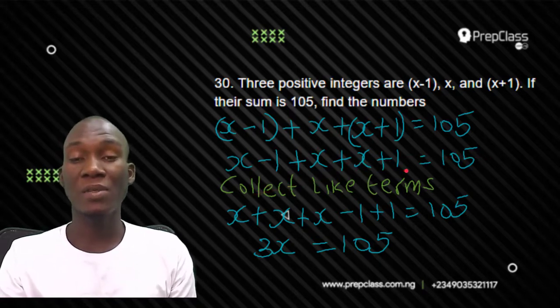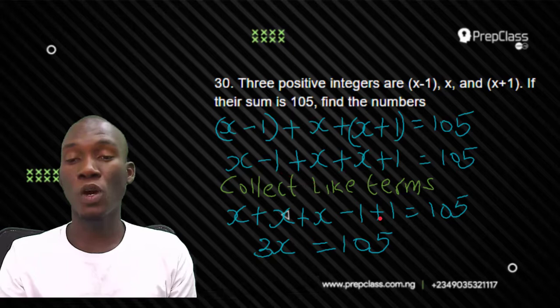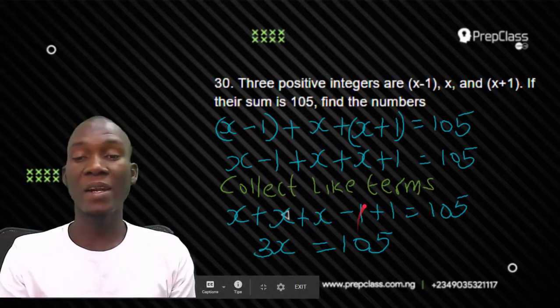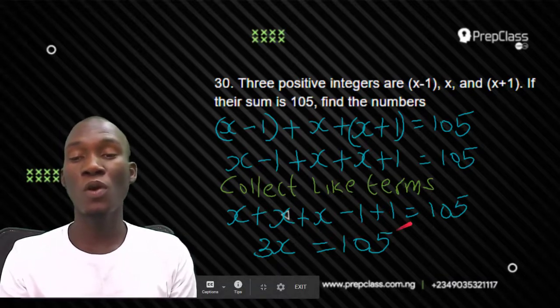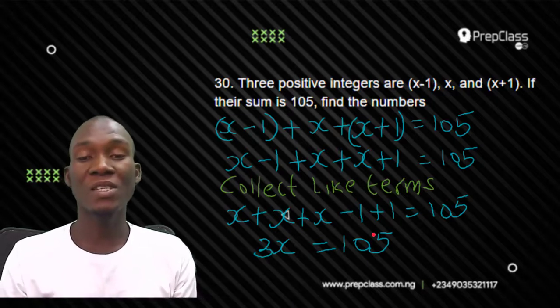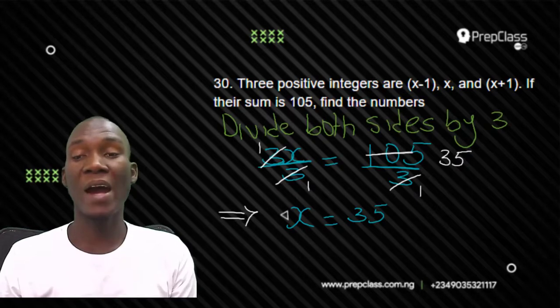Now, collect like terms. x is here, and x is here, and x is here. We bring them together. Minus 1 plus 1 will come together, which is equals to 105. Now, adding x plus x plus x, that is giving us 3x. Then, minus 1 plus 1 will give us 0, so that we cancel out. So this is 3x equals to 105. Now the next thing is to eliminate 3. That is, we divide both sides by 3.